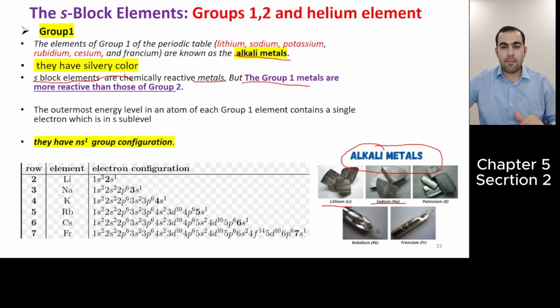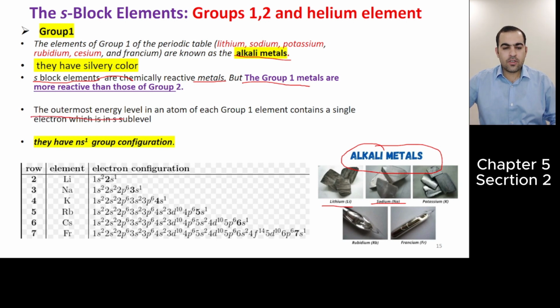But the group 1 metals, alkali metals, are more reactive than those of group 2. They are more reactive than group 2. Actually, group 1 and group 2 are called reactive metals, but group 1 is more reactive than group 2. Okay?